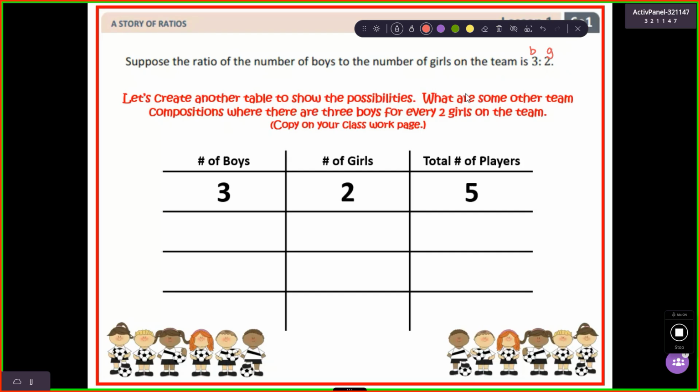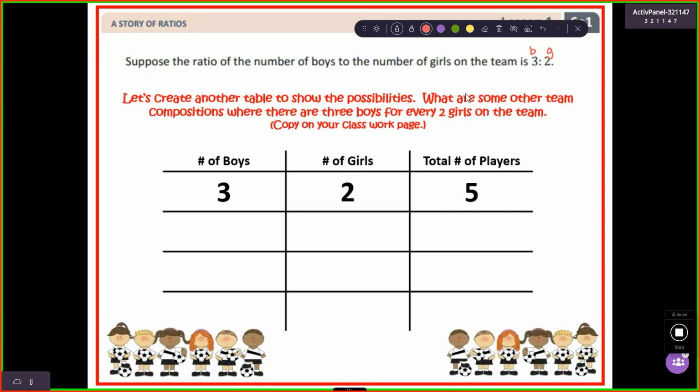Did they say anything? It's 2 parts. It's part to part. Did they say anything about part to whole? No, ma'am. But do we need to know our whole just in case? Yes. Okay. So we just want to make sure you understand, you should be looking at that second section on that paper. And we're going to be making a ratio table again. So we're going to create another table to show the possibilities.